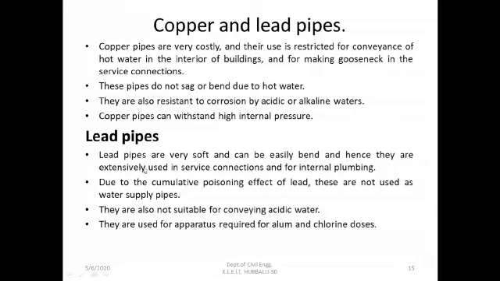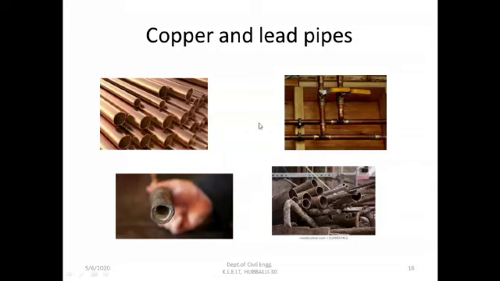And lead pipes, they are very soft and can be easily bent, and hence they are extensively used in service connections and for internal plumbing. Due to the cumulative poisoning effect of lead, they are not being used recently in the water supply pipelines, and they are also not suitable for conveying acidic water, but you can find them in the apparatus required for alum and chlorine doses. These are the pictures of the copper pipes, and these are the pictures of the lead pipe.